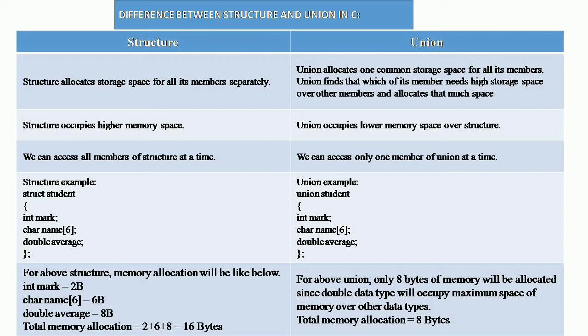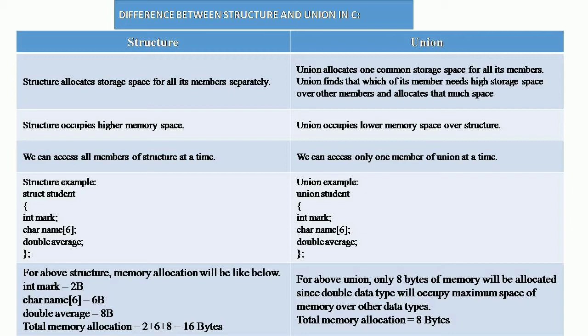You can see structure on the left side and union on the right side. Structure allocates the storage space for all its members separately. Union allocates one common storage space for all its members. Union finds which of its members needs the highest storage space over other members and allocates that much space.